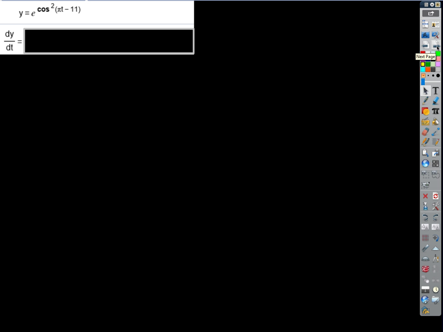All right, so how about this one? I'll write down the function. What do I maybe want to do with that exponent, Billy? Okay, good, because cosine squared is shorthand for cosine of a function quantity squared, right? We're squaring the whole cosine.